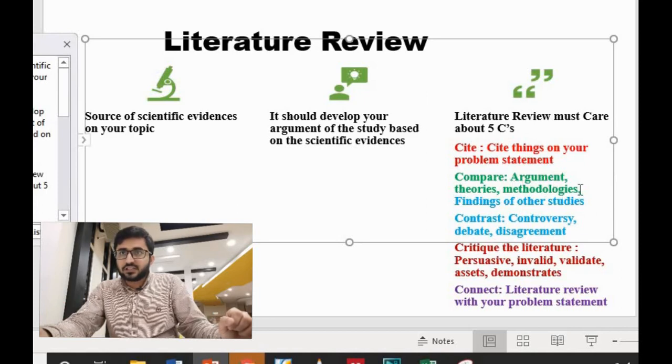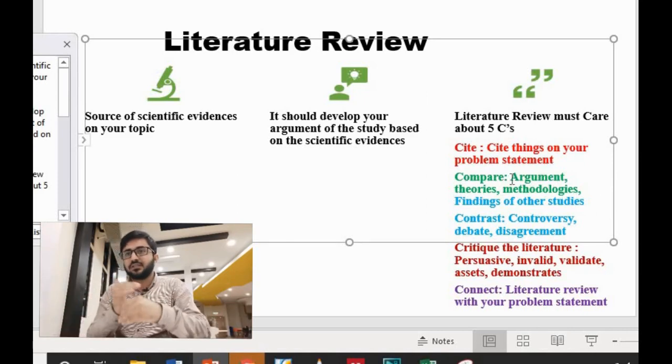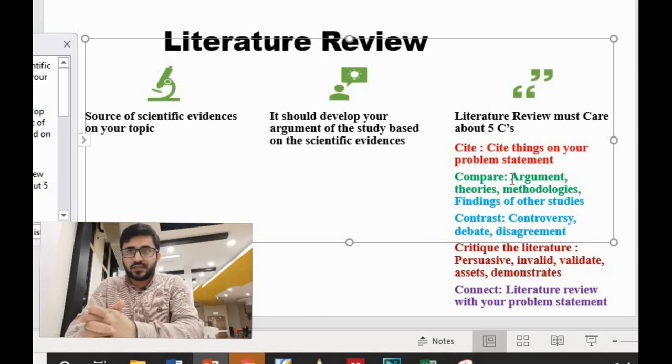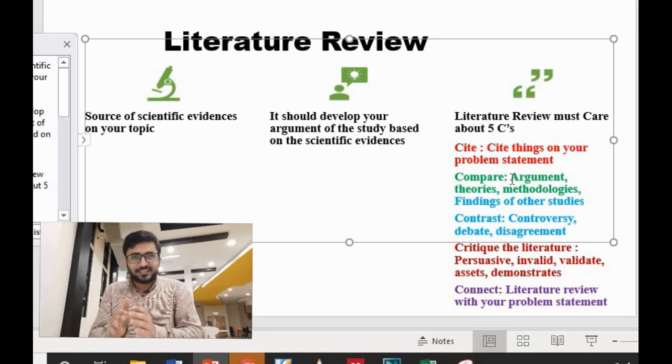The second C of the literature review is to compare the arguments, theories and methodologies. Obviously, you have to read the research papers, and through reading the research papers you will compare the arguments and methodologies in that area. And the third thing is you can find the theories, findings, and in the third part you have to show the contrast, that there is a controversy, there is a debate.